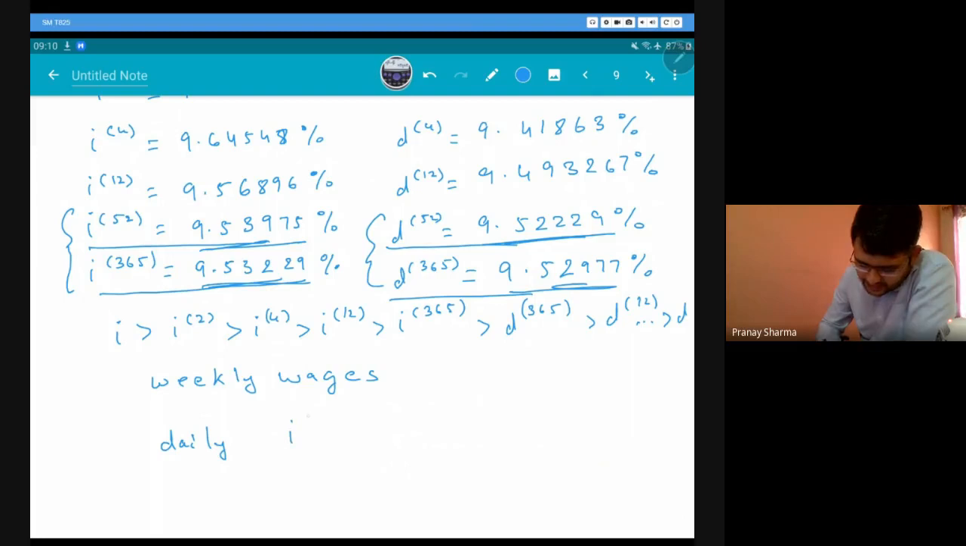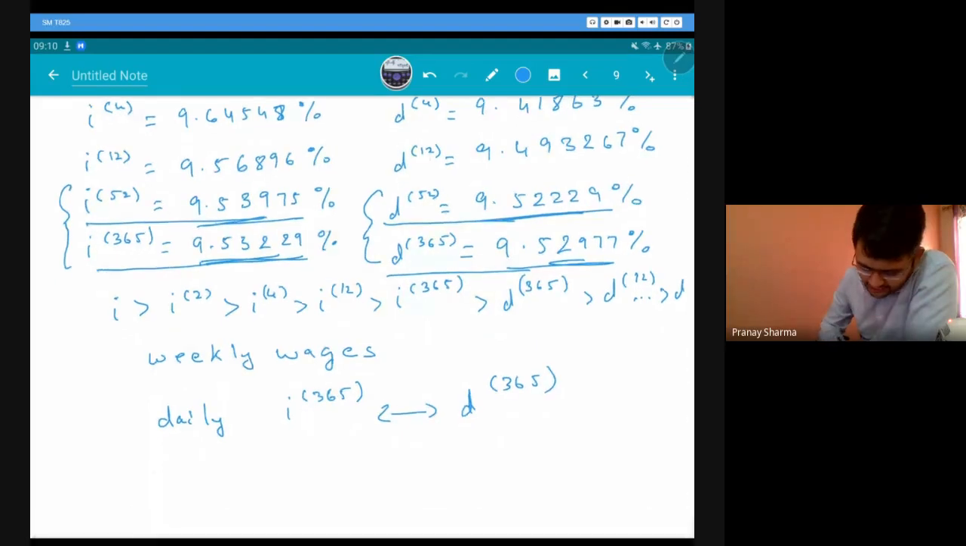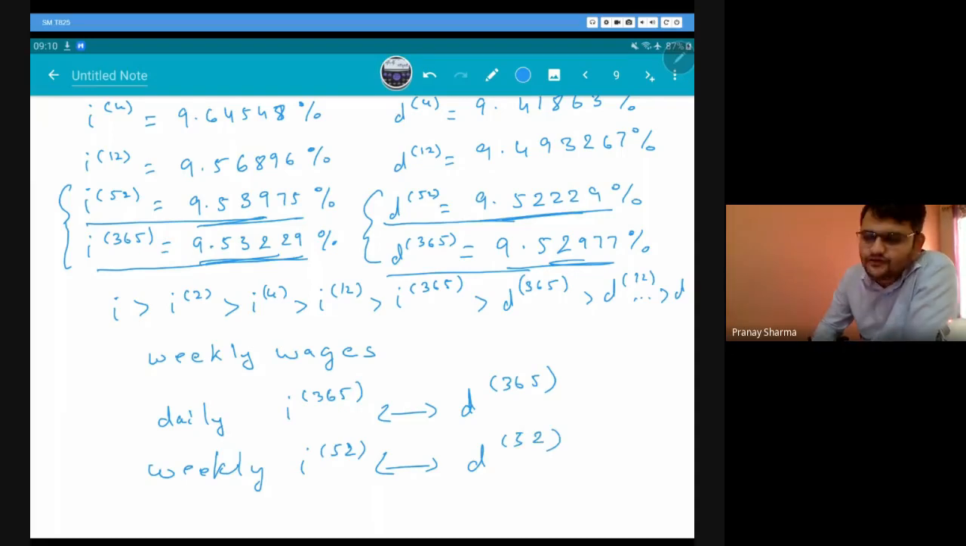So whenever we have daily conversion, that would be I365 or D365, what we prefer is we should make our conversion a little bit less, and we can make it weekly. Weekly, I will have I52 or D52. So this will have a little bit less calculation, but it is still much more.